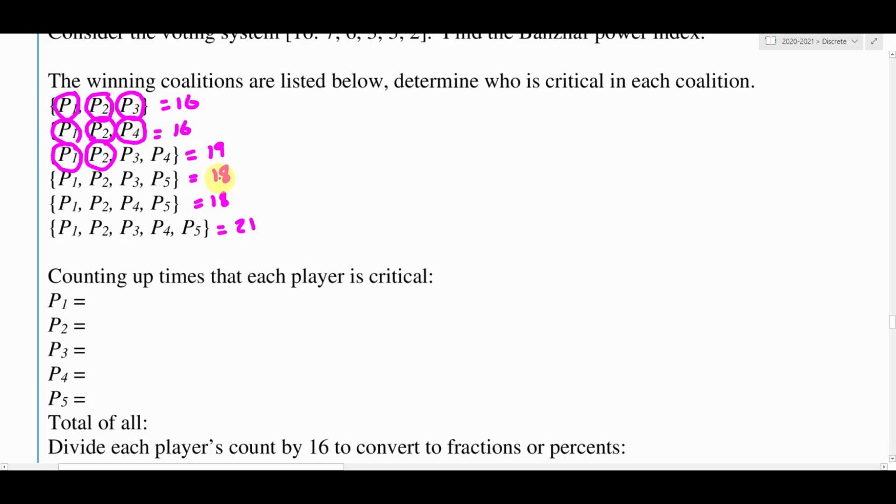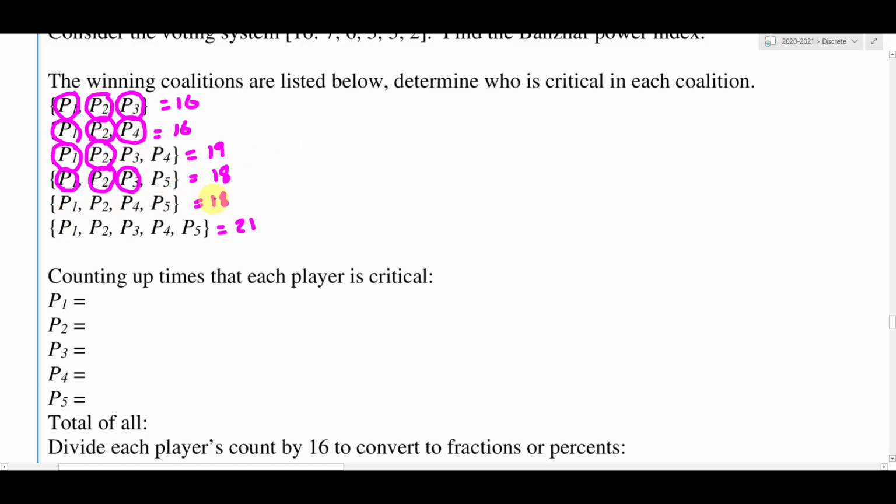All right, let's go to the next one. They have 18 votes, so anyone that has more than 2 votes would be considered critical. That would be everyone except for player 5. So player 1, player 2, and player 3 get circled, but player 5 is not going to be critical here because player 5 only has 2 votes.